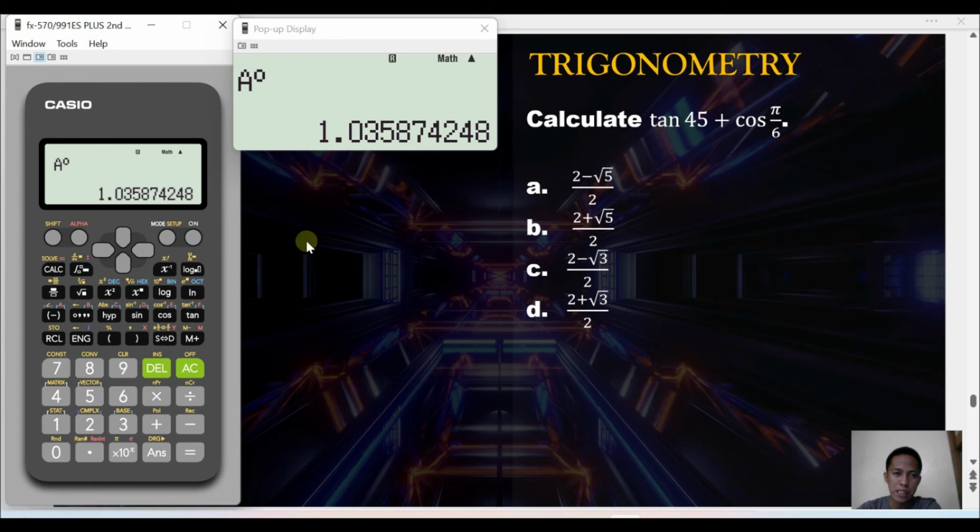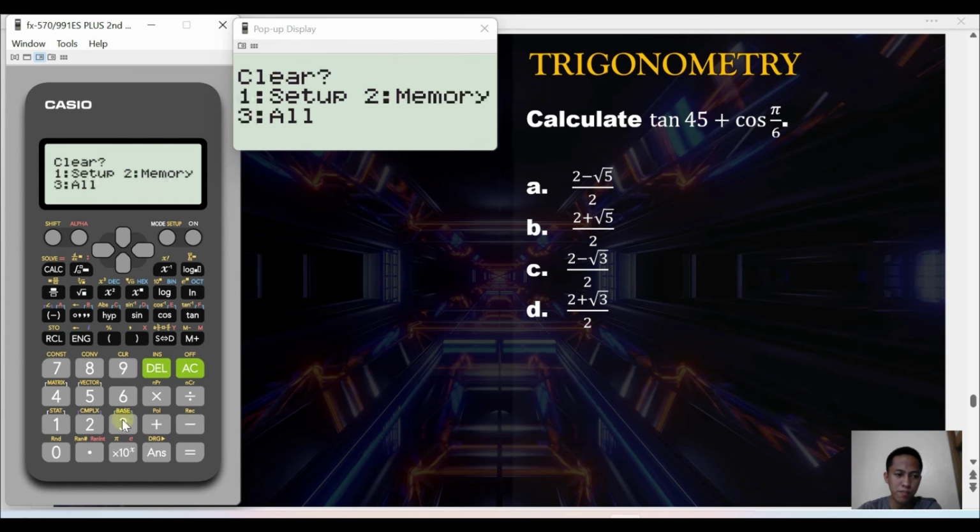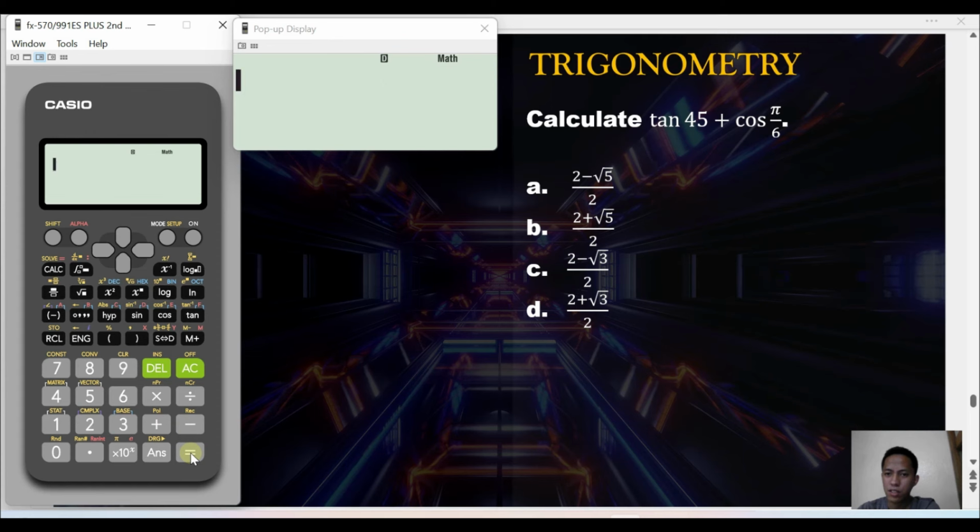So let's proceed to our next problem. So calculate, okay, so clear lang natin yung calculate. Calculate tangent 45 plus cosine pi over 6. Okay, so hindi parehas yung ating unit. Ito kasing 45 is naka-degrees. Etong pi over 6 naka-radians. So, lagay natin dito. So, naka-degrees ito guys, no? So, that is tangent 45. So, no need to convert kasi naka-degrees niya. Plus cosine pi over 6. So, sorry for that, shift pi. So, we have here pi over 6.